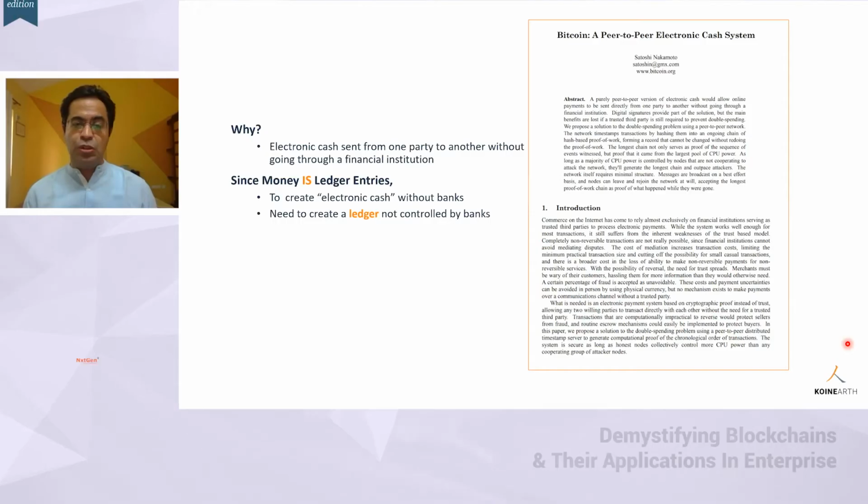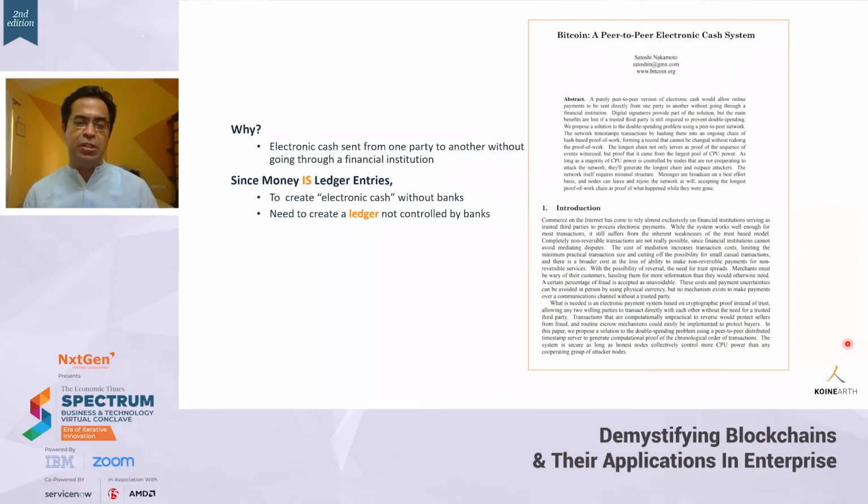Once you understand that, and with that perspective, go back and re-examine what this paper was, you realize that to solve the problem, to create a money system where money can be sent from one party to another without going through a financial institution, what you really need to create is a new kind of ledger. Since money is just an entry in a ledger, to create money is to create a ledger which is not controlled by banks. That was the original purpose. You wanted to create a monetary system which is not intermediated by banks or financial institutions. So the problem statement is now transformed to saying, can I create a ledger not controlled by banks?